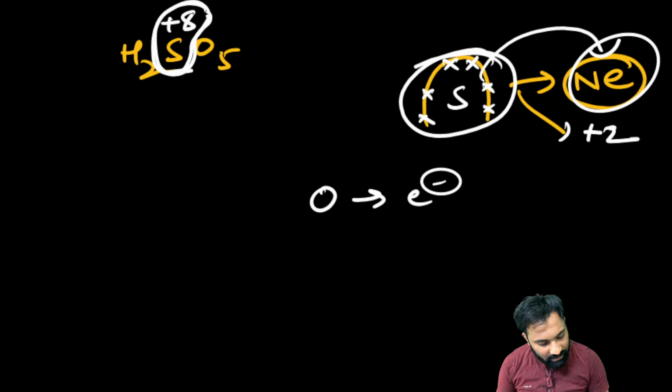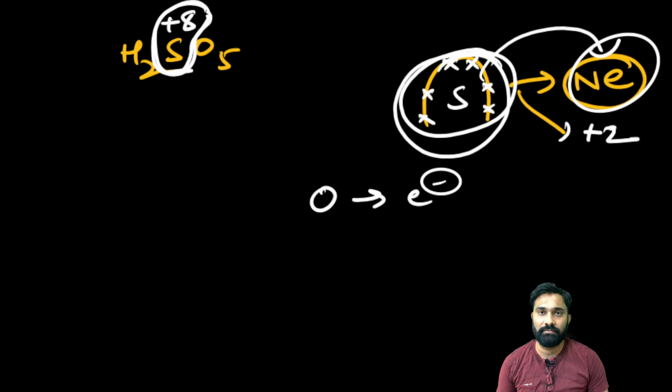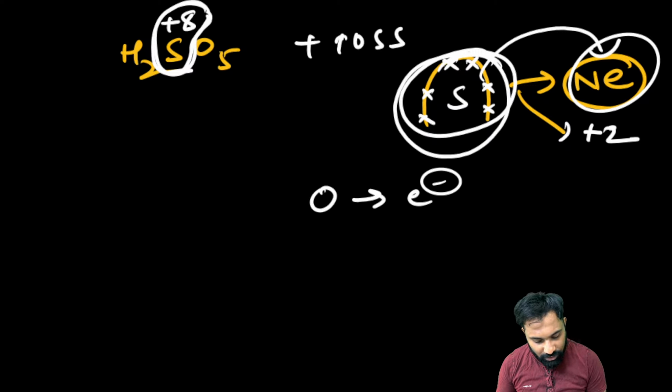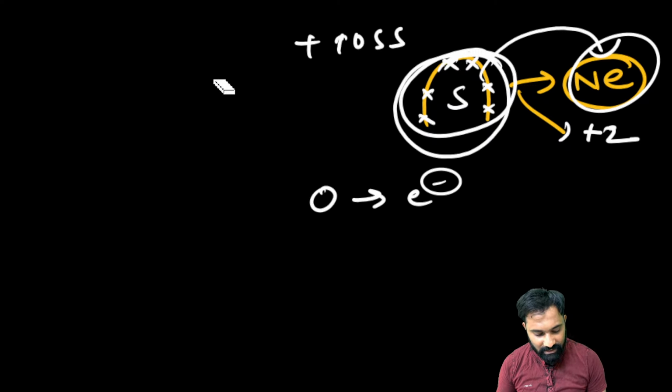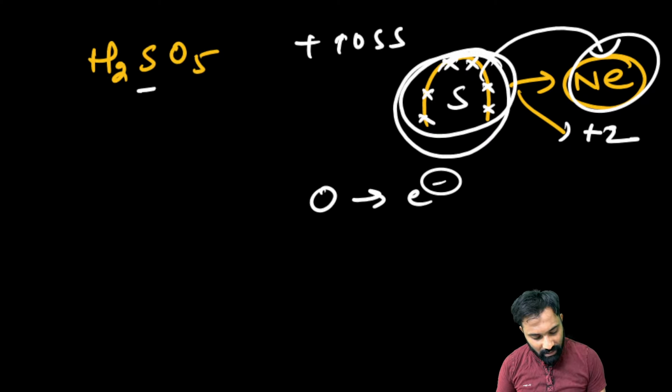Sulfur's maximum valence electrons are only 6, yet you are getting the oxidation number as plus 8. This plus indicates loss of electrons, so you are saying 8 electrons are lost. How is it possible? Sulfur can lose only 6. So the oxidation number of Caro's acid, H2SO5, is not plus 8. It is a plus 6 oxidation state.